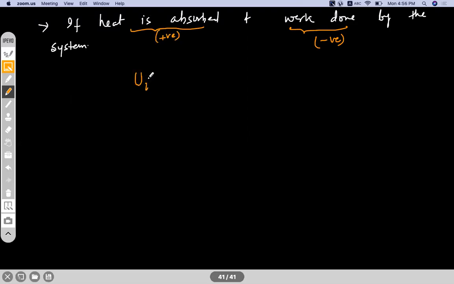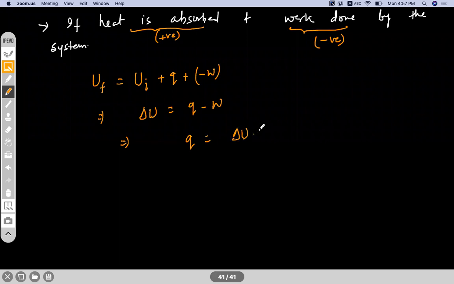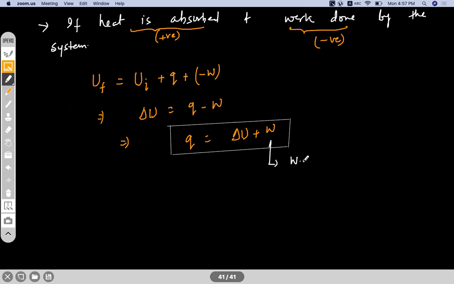So UI is the initial internal energy. Q amount of heat it absorbs, and out of this much energy, W amount of work is done. Since it is done by the system, it is minus W. So UF minus UI, that is delta U, is equal to Q minus W. And further we can write Q is equal to delta U plus W. When you write this expression, it means W is the work done by the system.